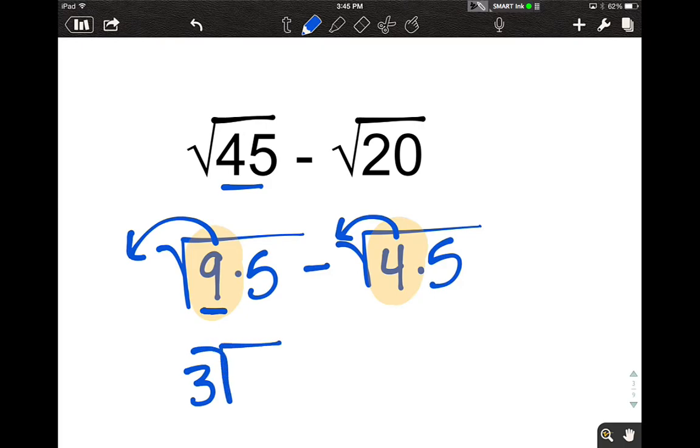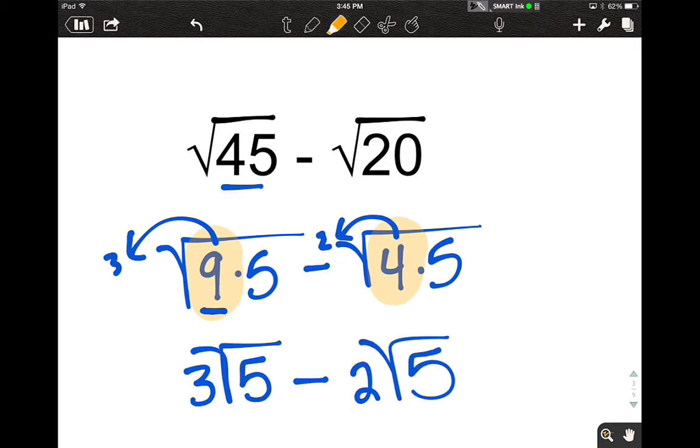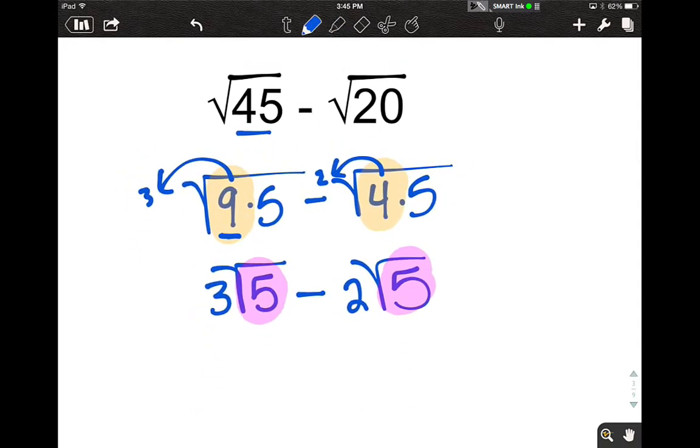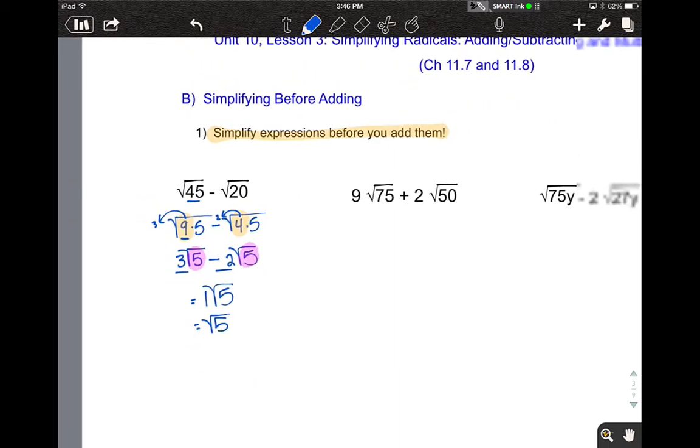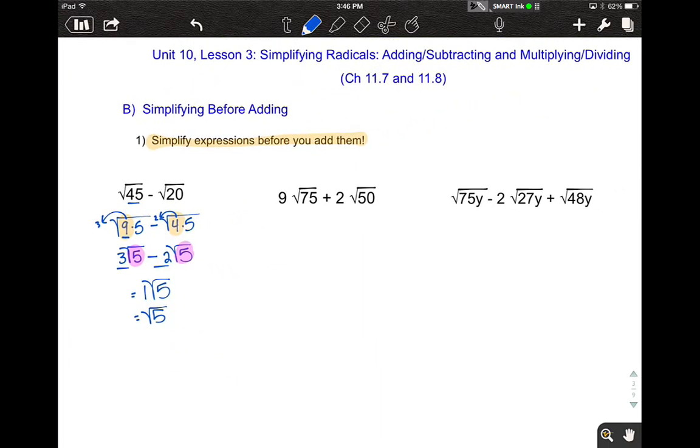So this turns into 3 times the square root of 5 minus, what happens with the 4? The square root of 4 is 2, right? So this is 2 times the square root of 5. And now, after just a little bit of work, you can see that, yay, you have like radicands. Okay, these are like radical terms. You can put them together. 3 minus 2 is 1. 1 times the square root of 5. Okay, do you really need to write the 1? Nah, you can just write square root of 5. Okay. All right, we have some other options here.